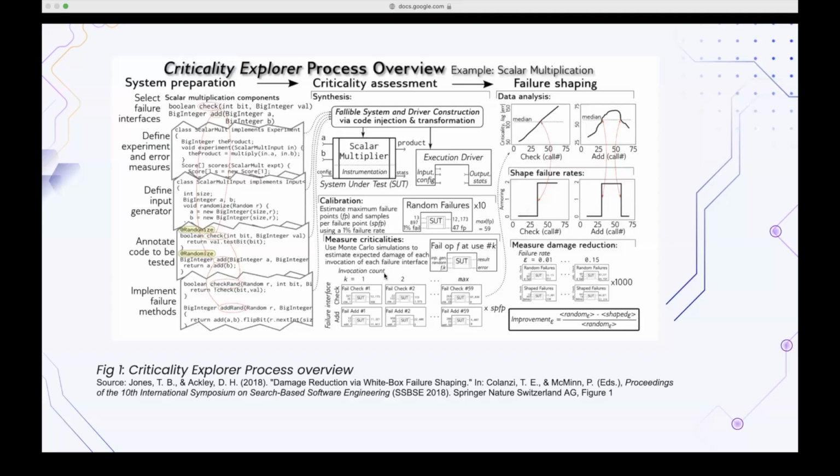After that, it moves on to injecting failures at different points within the algorithm and comparing the outputs of errorful and error-free runs to score basically the impact of each failure. So how critical each failure was based on the injected failures. Finally, the tool does a criticality assessment over here, which is visible on the right, and it shapes the failures. So it redistributes them and minimizes the overall damage.